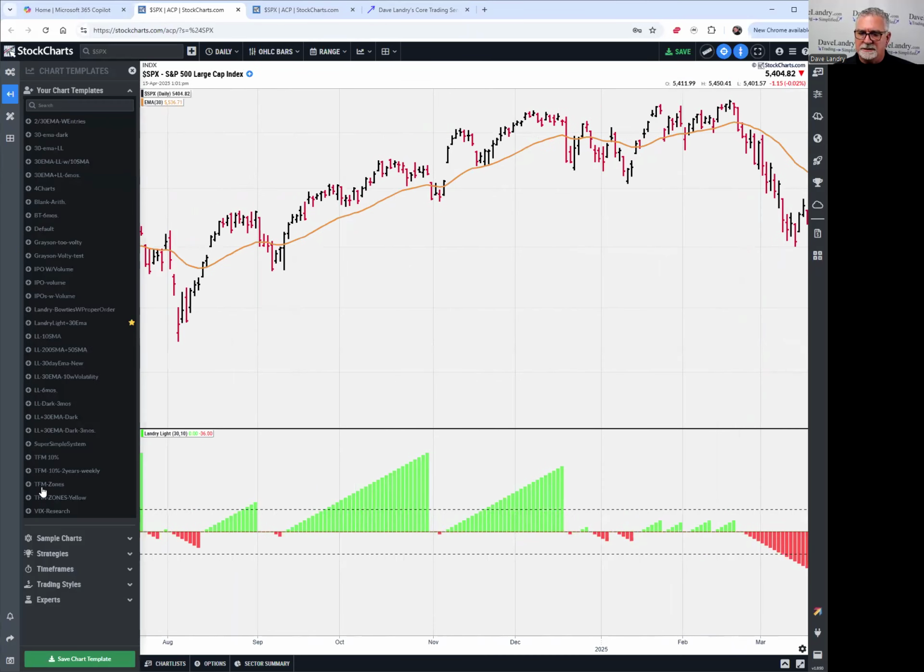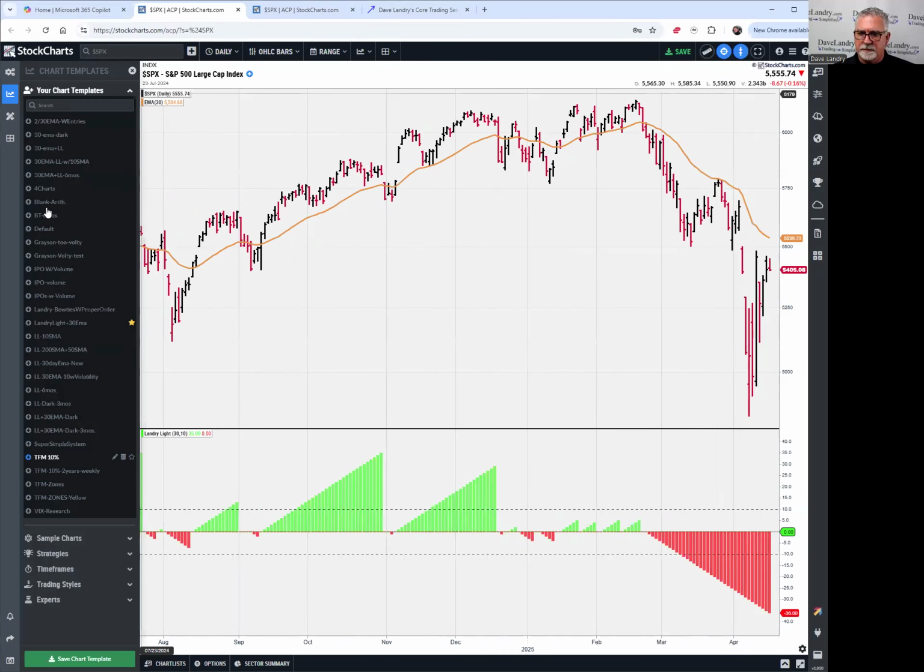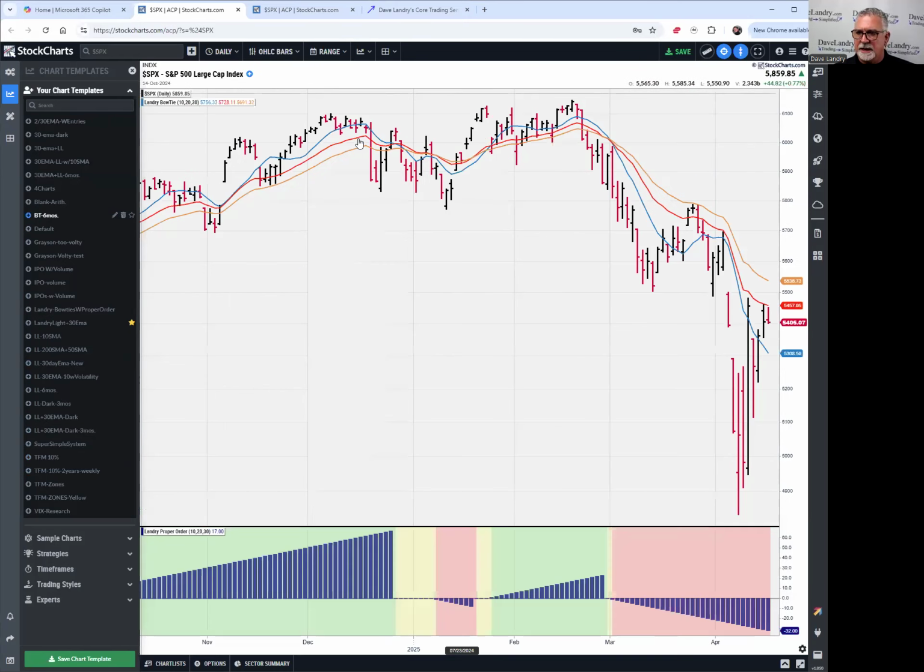Bow ties is another thing that I pay careful attention to. And bow ties are simply a 10-day exponential, a 20-day exponential, and a 30-day exponential moving average. And when they come together, it can look like a bow tie. And this is, again, illustrated down below.